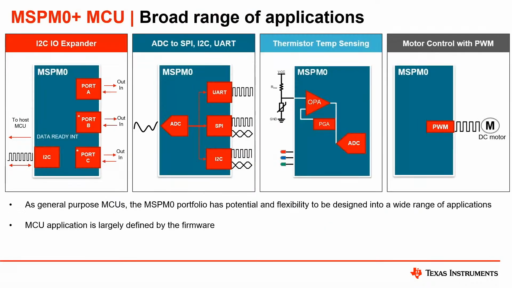As briefly mentioned earlier, the ARM Cortex-M0 Plus microcontrollers can be used in a variety of applications. The main differentiator is the application firmware. The same microcontroller could act as an I/O expander, communicate an ADC reading over various communication protocols, read and process a thermistor temperature, and also control motors. The only thing that would change would be the code, proving how flexible and valuable software can be.